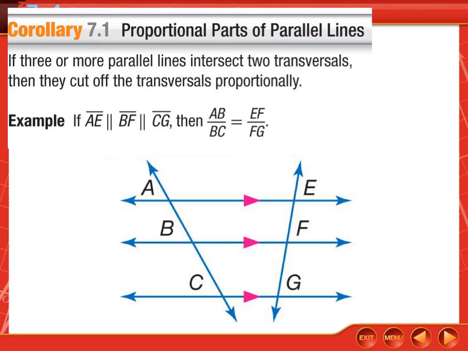And what you can see is that AB is to BC as EF is to FG. So that's what's seen here. Basically, these segments that are created by the parallel lines will be proportional as well.